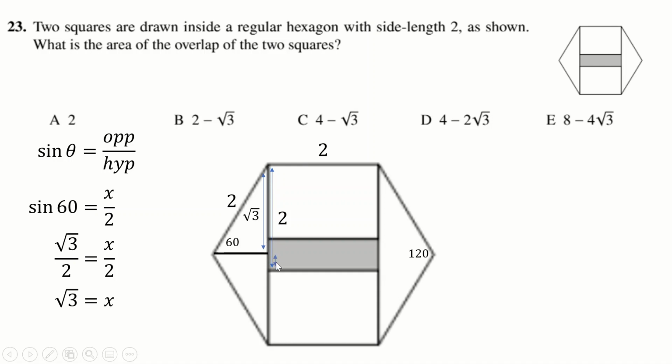Now what does that make this little length here? Well, it must make it 2, all of this, take away the root 3. That must be this little length here. So that's 2 take away root 3. And now we have everything we need.